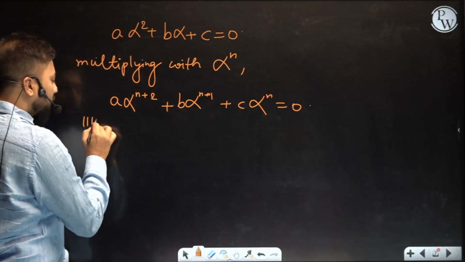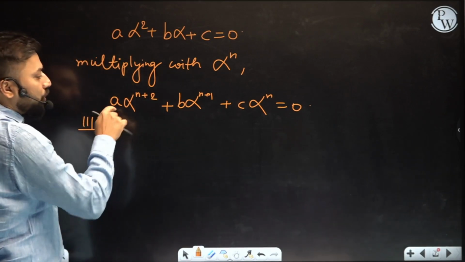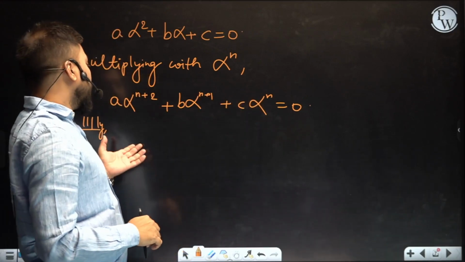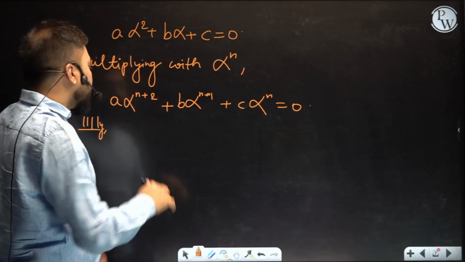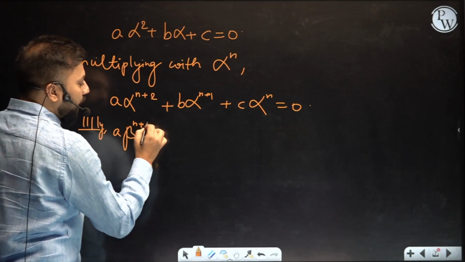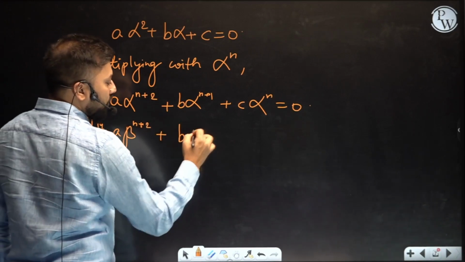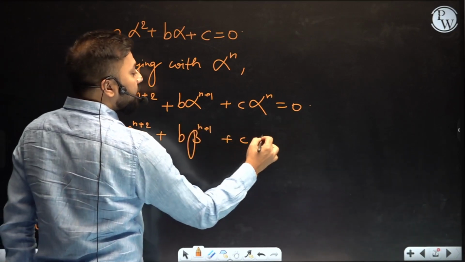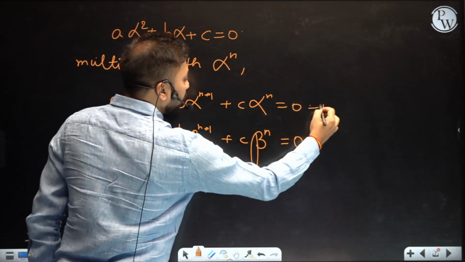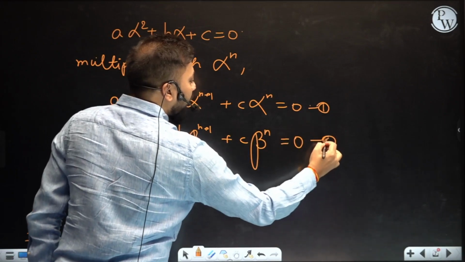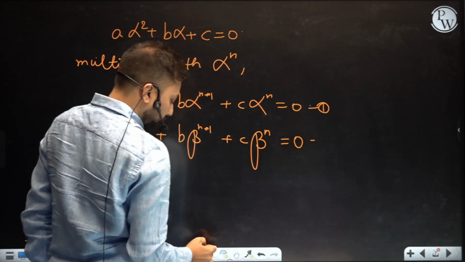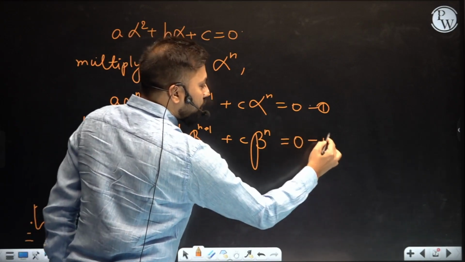Similarly, what we have done here is solved this with respect to alpha. Now what if we had taken beta here? Then we get a similar expression: a times beta raised to power n plus 2 plus b times beta raised to the power n plus 1 plus c times beta raised to the power n is equal to 0. Let's say these are two equations, 1 and 2, and we add these two equations.